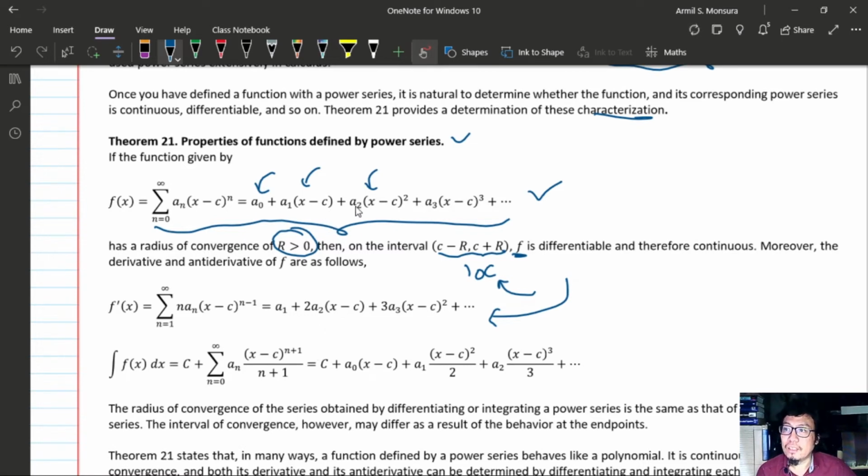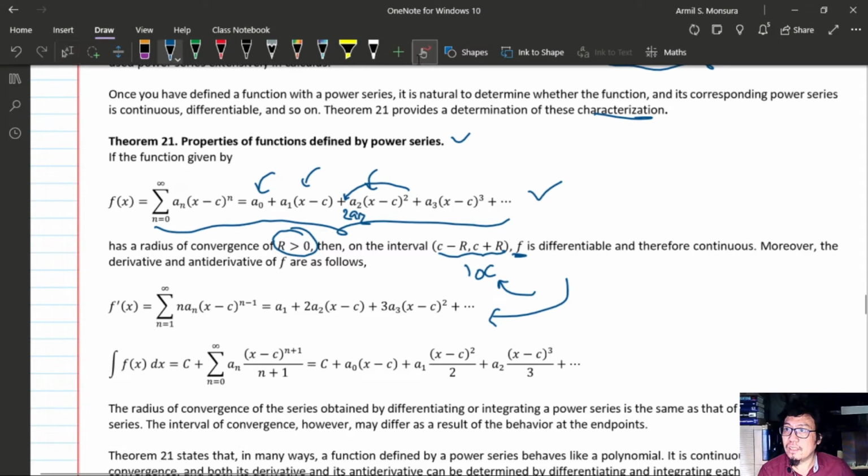This one will have 2 here, 2a2, and then x minus c, then 2 minus 1. So you'll have it here, and so on.